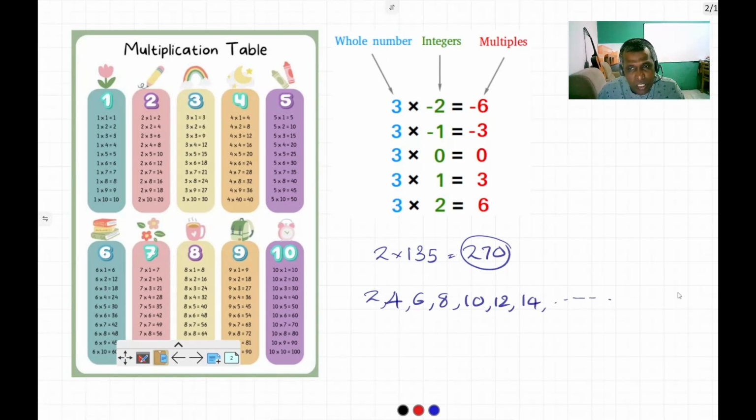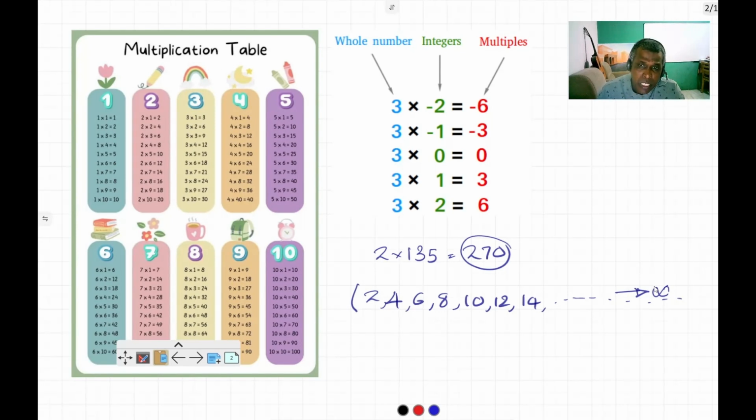In the 2 table you can take many multiples: 2, 4, 6, 8, 10, 12, 14, like that. It's not going to end. So it has a start, but it's not going to end. It's going until infinity. There are an infinite number of multiples of any table.